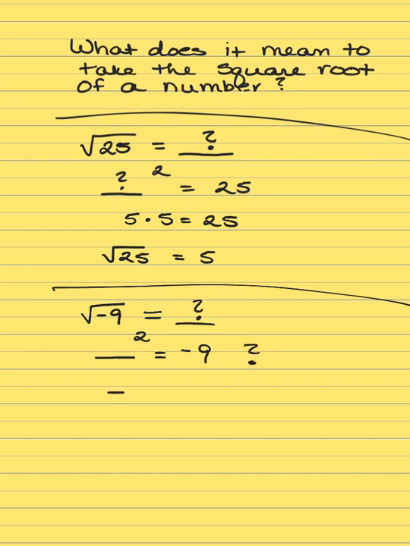Well, is there a number that I can multiply by itself to get a negative 9? And the answer is no, because I will never be able to multiply a number by itself and end up negative. In order to achieve a negative result through multiplication, I need one number to be positive and the other to be negative. And that goes against the whole idea of what it means to square something, to multiply it exactly by itself. So there is no solution to this problem.